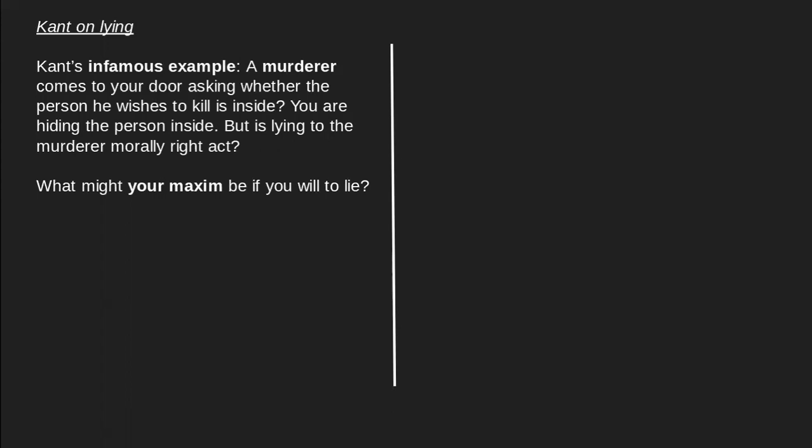Can you just tell the murderer, no, he's not here? And if you say it convincingly enough, maybe the murderer will just leave. Oh, okay, he's not here, then I'm leaving. Maybe that will be the case, right? But Kant wants you to think about whether this is a morally right act to conduct.